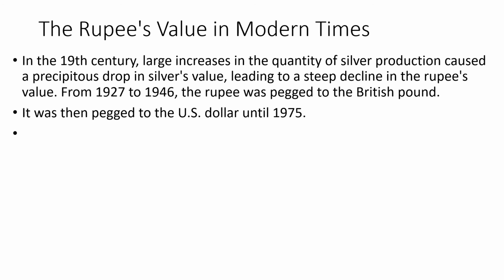Coming to the rupee's value in modern times, this is a much debated topic. We could see that the value of the rupee has been going down in recent days. In the 19th century, a large increase in the quantity of silver production caused a drop in silver value, and this led to a steep decline in the rupee's value as well. From 1927 to 1946, the rupee was pegged to the British pound.